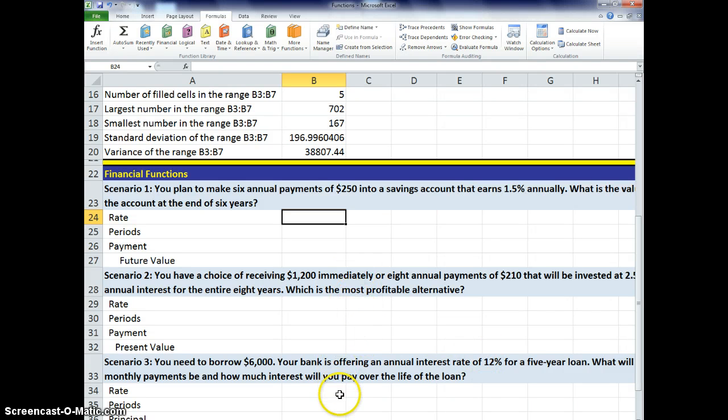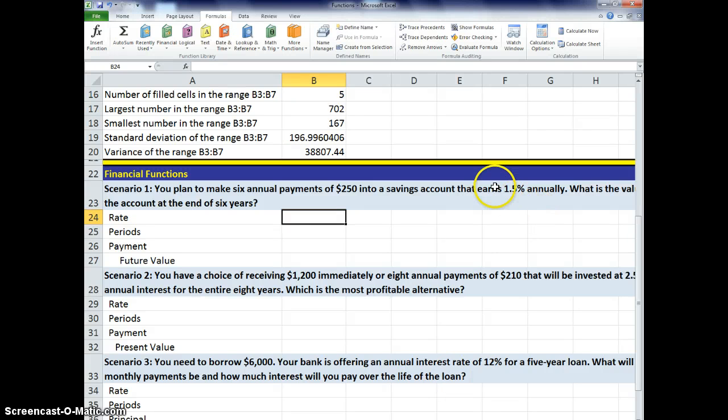You want to save some money. You want to make $250 deposits into a savings account 6 times in 6 years, so once a year for 6 years. What is the value of the account at the end of 6 years?